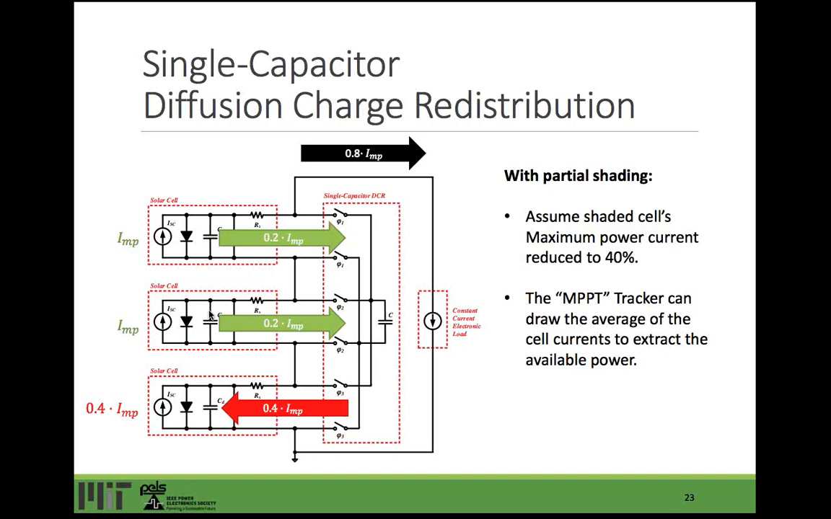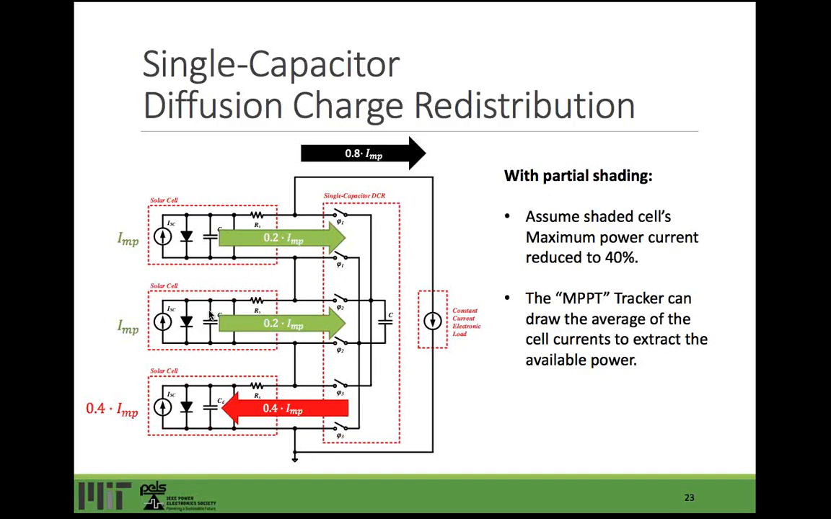Under this assumption, during phase 1, an equivalent of 0.2 units of charge will be transferred to the flying capacitor. During phase 2, another equivalent of 0.2 units of charge will be transferred to the capacitor. And finally, in phase 3, the total 0.4 units of charge will now be transferred to the bottom solar cell, so the flying capacitor achieves charge balance.